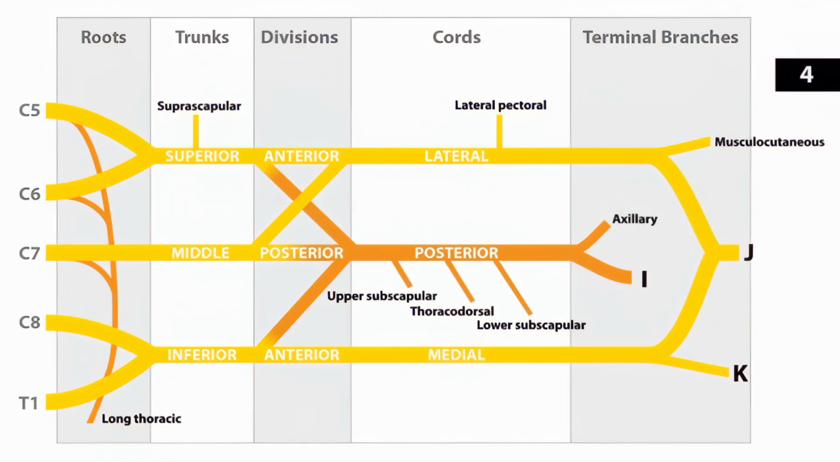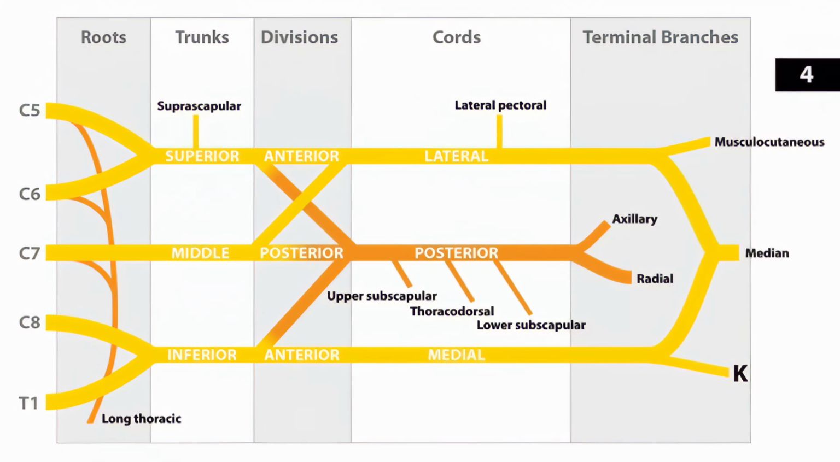Letter H is going to be your axillary nerve, which innervates your deltoid and teres minor. Letter I is your radial nerve, which innervates your extensors and your triceps. If you injure your radial nerve, then you're going to get a wrist drop.